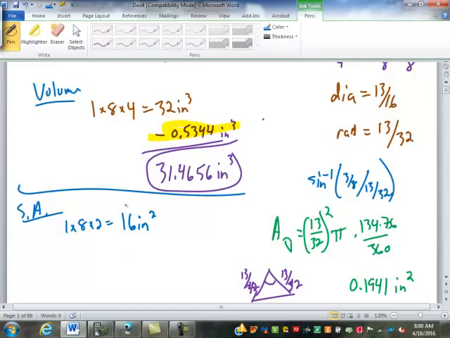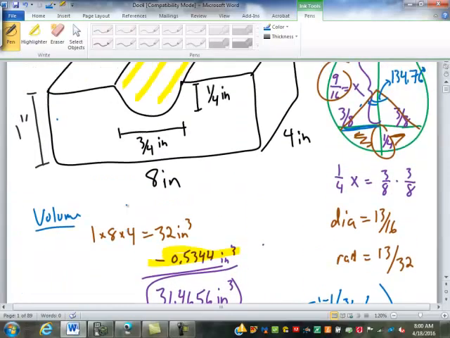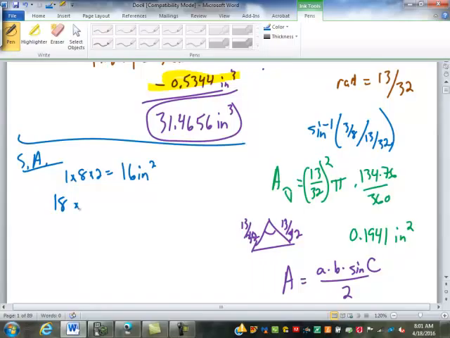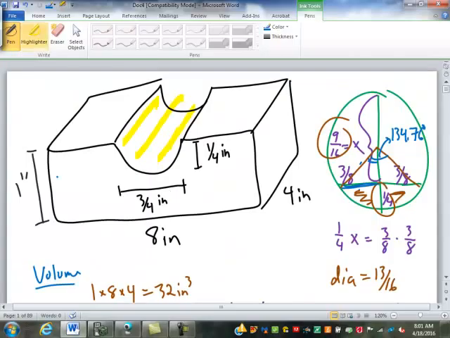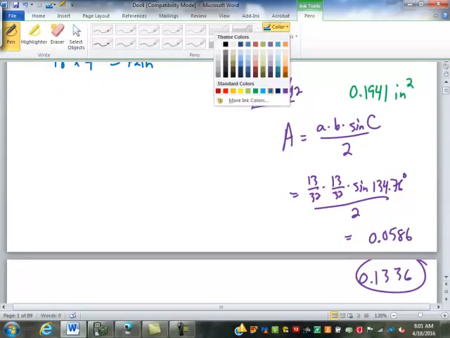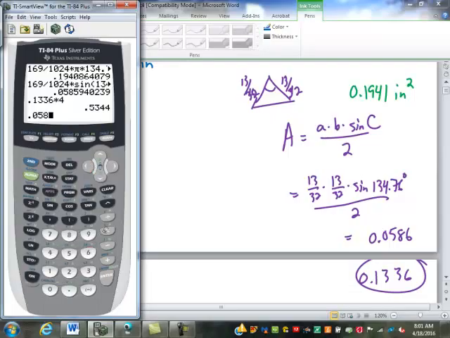Then it's the perimeter of the base times the height, or depth. So I've got 1 plus 8 plus 1 plus 8, which is 18. 18 times 4 is 72 square inches. Now, however, that includes this half circle and the part here that's missing. So we've got to subtract out that half circle twice, which is the 0.0586. So 0.0586 times 2 is 0.1172.